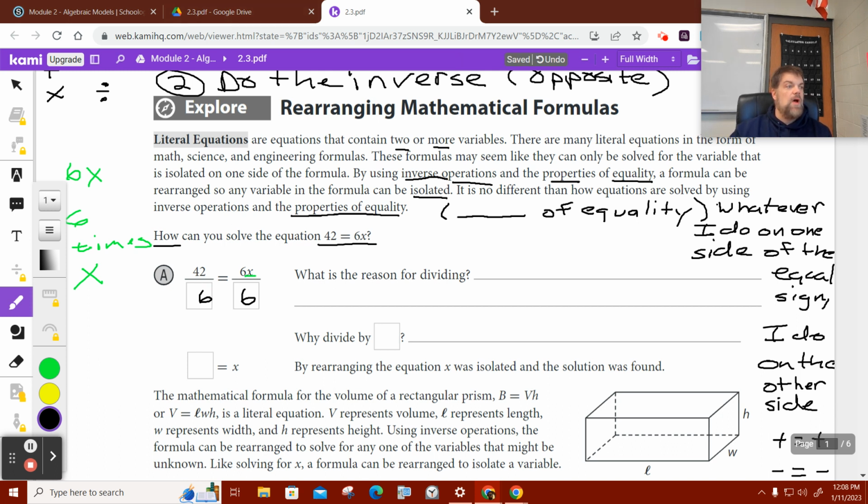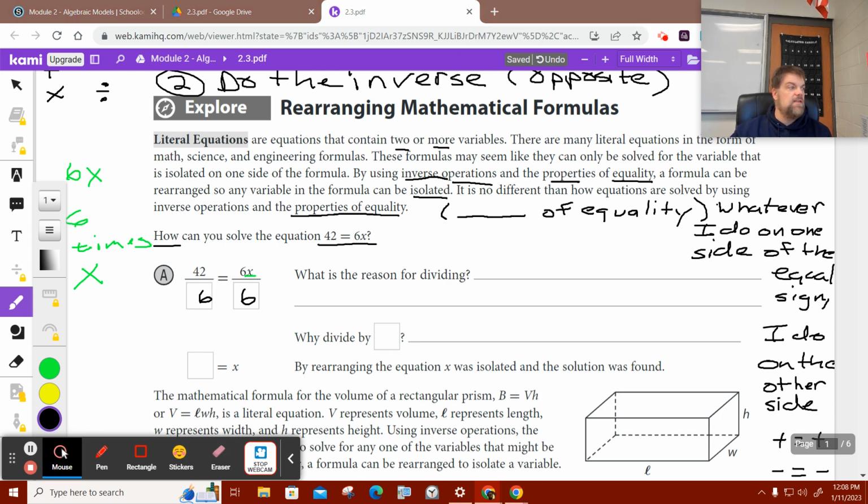Okay? Now, what does this look like in terms of algebraic concepts? What do I write down on our papers? So the first question is, what is the reasoning for dividing? What do you guys think it is? Say it out loud. What did Mr. Adams say? Well, we want to get x alone, but why are we choosing to divide?